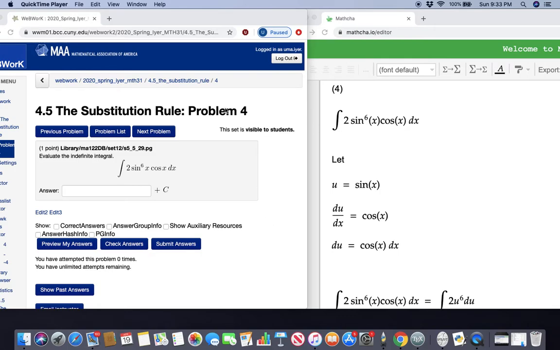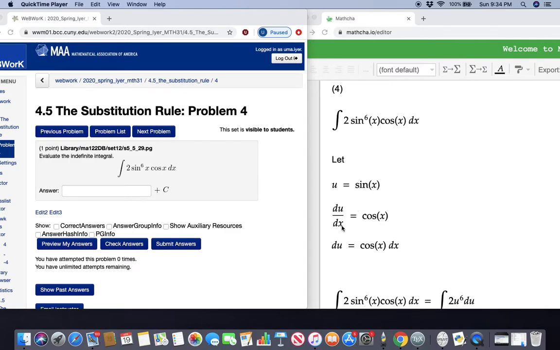Calc, problem 4, section 4-5. Evaluate the indefinite integral 2 sine to the power 6 x cosine x dx. This calls for substitution. By now you probably recognize this. Sine x could be u because cosine x will then be du. Okay, so let's try. Let u be sine x.